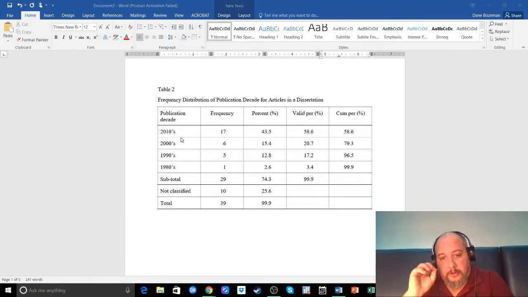A reader who understands frequency distribution tables is able to look at this table, and if they've had the proper training, they could see it and immediately understand some things without having to read the text, and it reduces the cognitive load on the reader. Okay, that's why I want to do it.